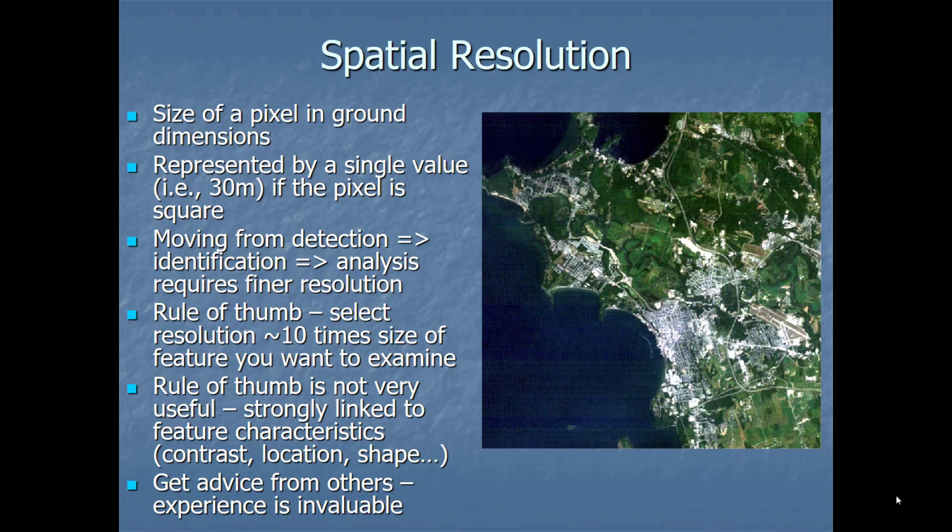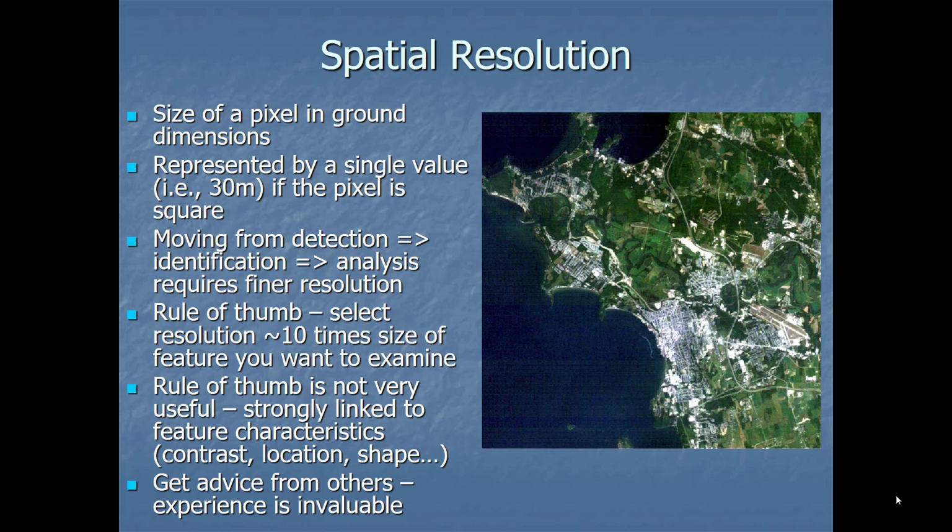So spatial resolution is the size of a pixel in ground dimensions, and it's represented by a single value. So for example, with the Landsat imagery from your workbook, it is 30 meters by 30 meters, and that is if the pixel is square. Not all imagery comes with square pixels, but most of it does.